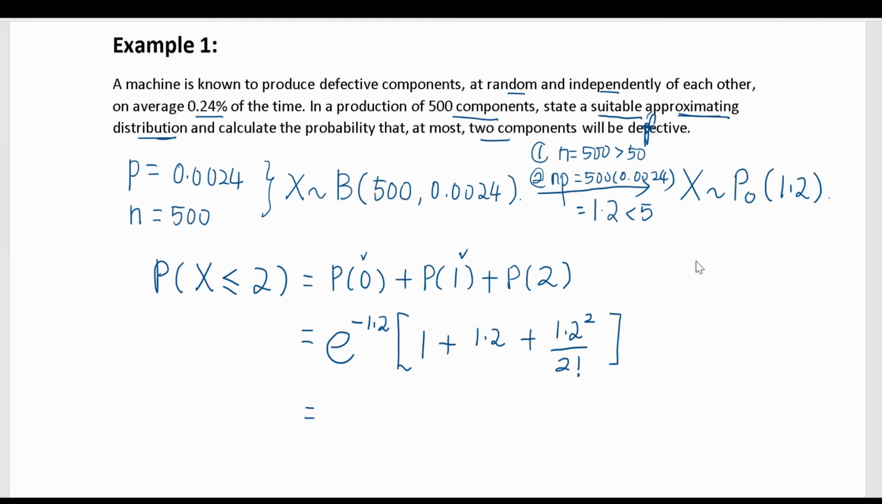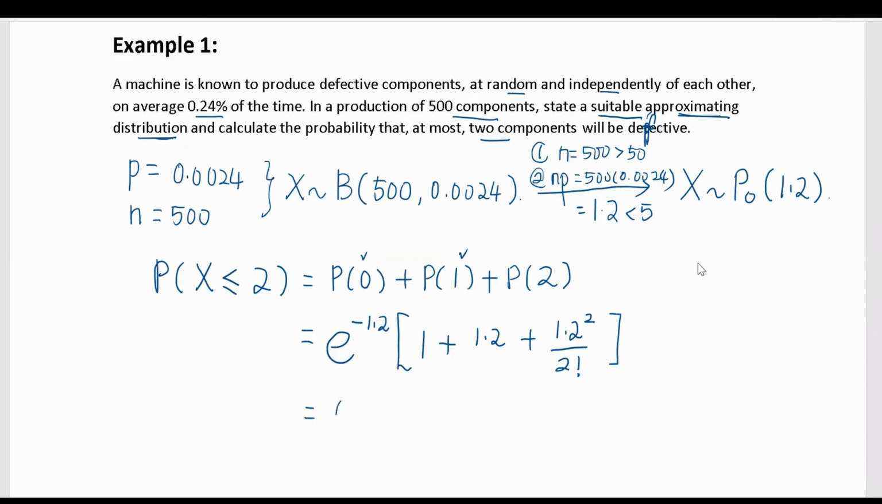So let's calculate and find out the probability. The probability is 0.8794, that is 0.879 to 3 significant figures. That is the answer for this question. Supposedly this is a binomial distribution, but what does the question want? It wants you to use a suitable approximating distribution to find the probability, in this case the Poisson approximation.